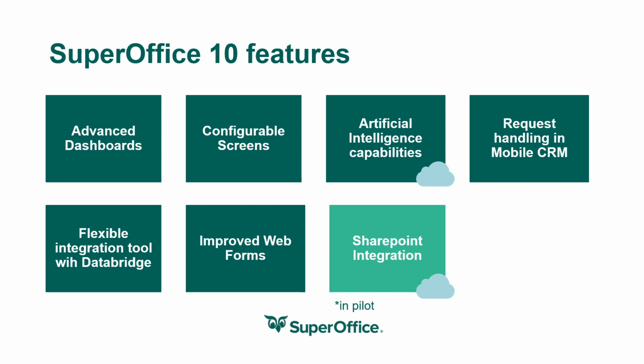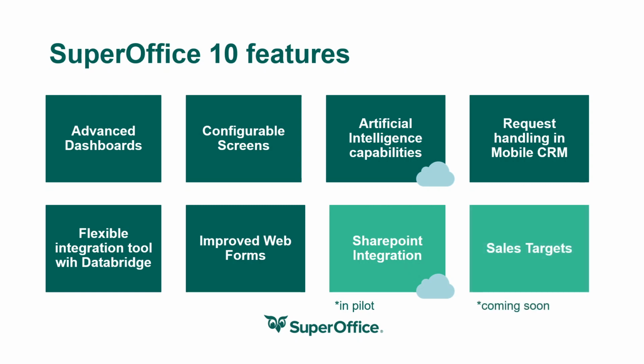First, this is available in pilot, but the feature will be generally available to all cloud customers later via the App Store. Another upcoming feature is sales targets. You can get a good overview of your important KPIs and set targets like activity level, sales, and average deal size so that you can proactively improve your sales efforts. That was a short overview of some of the new features and improvements in SuperOffice 10.